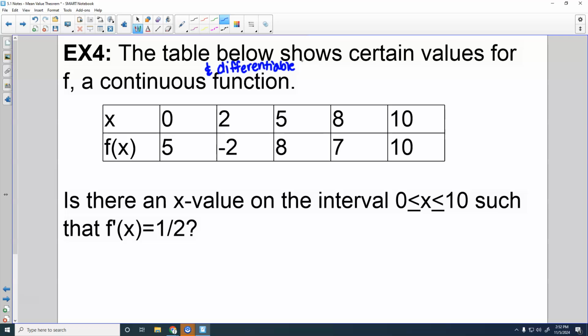If you're answering it and it's free response, yes, you still have to state it. What you would want to say is just, since f is continuous and differentiable, mean value theorem applies.